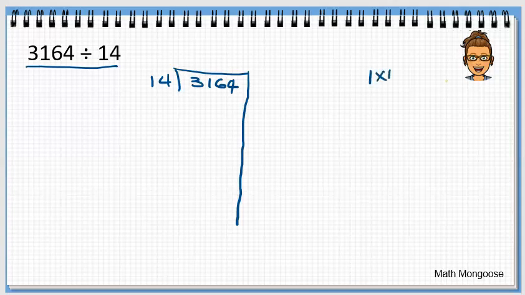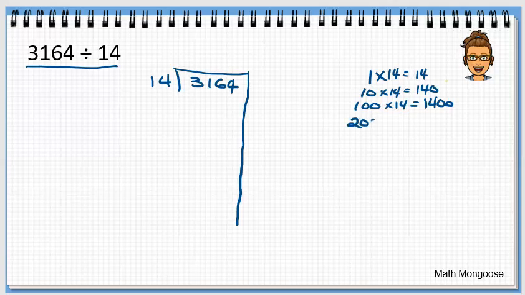So let us do some work on the side. One group of 14, that is going to be 14. How about 10 groups of 14? That's easy to figure out, 140. All right, should we go more than that? How about 100 groups of 14 equal to 1,400, right? Should we go more than that? We have 1,400 over here. We have 3,164. I think we can go a little more.